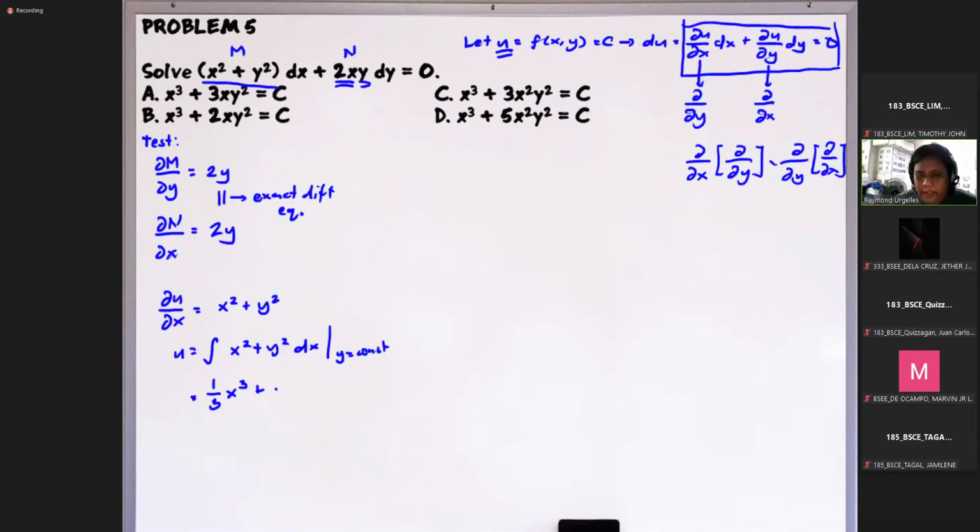So then y squared. Then we have the integral of dx, that is simply x. Right? So it becomes y squared x. Okay? So remember, when it comes to integration, we add a constant of integration here. But remember that here, we treat y as a constant. So any function that contains only y can be treated as a constant. Hence, if you take the partial derivative with respect to x, that will be 0.